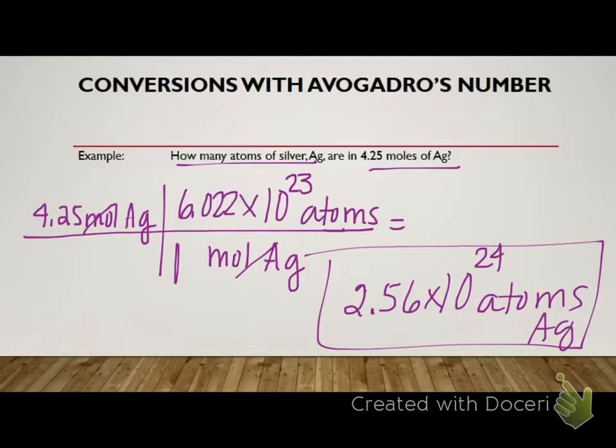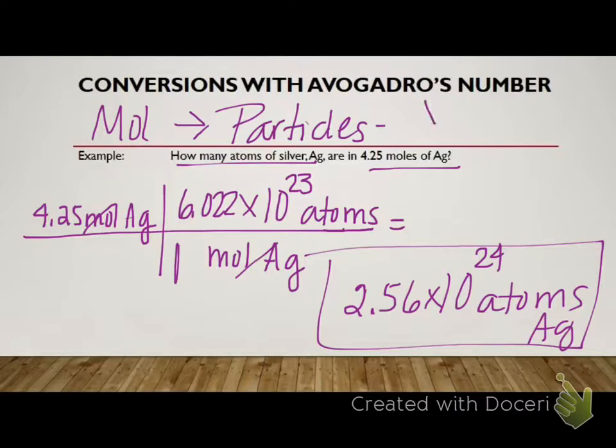Okay? So when I want to go moles, I don't have enough room. If I want to go moles to, I'm going to say particles here because sometimes it's atoms, sometimes it's molecules. I'm going to multiply by Avogadro's number. I'm going to abbreviate that. A lot of people call Avogadro's number avocado's number. That's done every year. Okay?